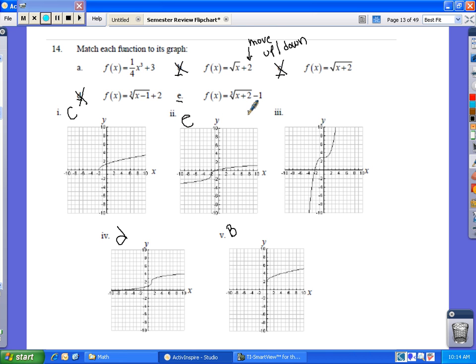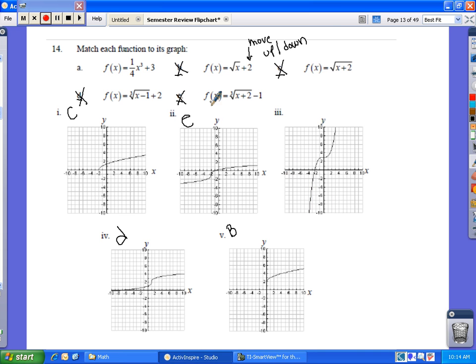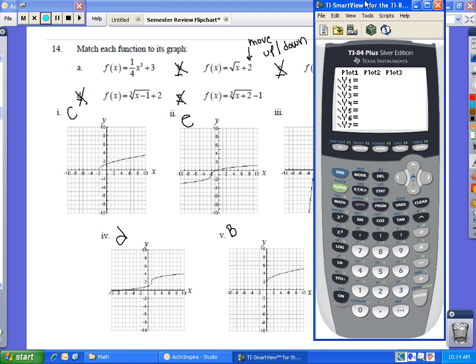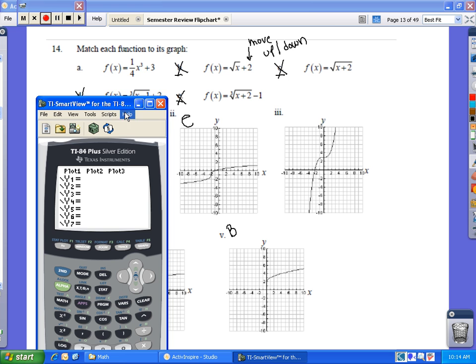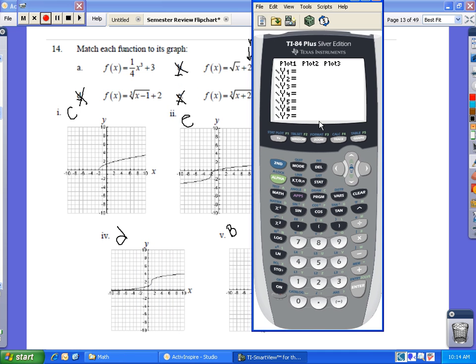Now again, you could verify all of these by plugging them in your calculator and seeing the behavior. And I'll just go ahead and demonstrate one of them. The last one, we know that A and 3 are going to go together. But let's just see what it's going to look like when we graph it. So I'm going to put in the 1/4 x cubed.